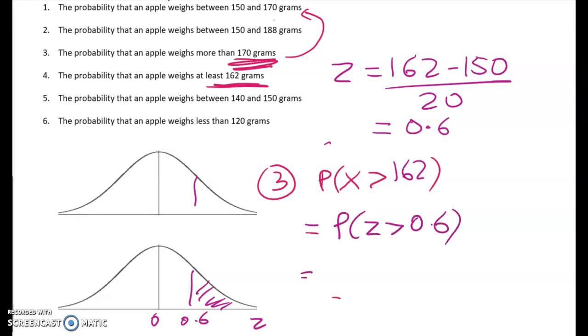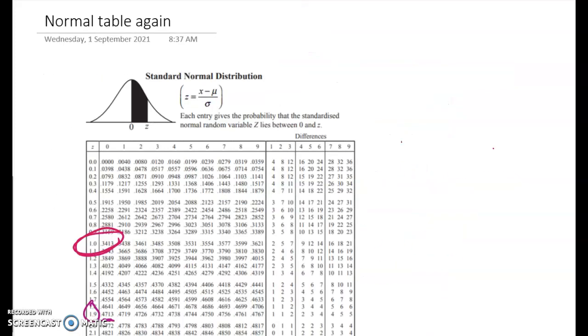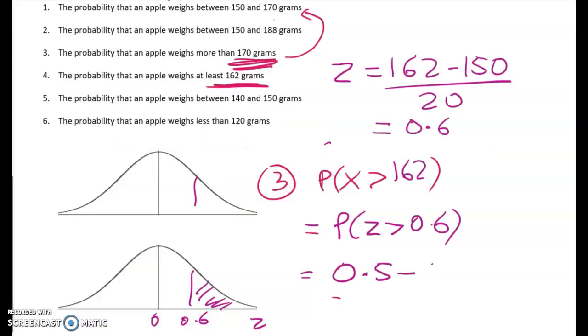So again, it's going to be 0.5 minus this number here, minus 0.2258, giving me a final answer of 0.2742.